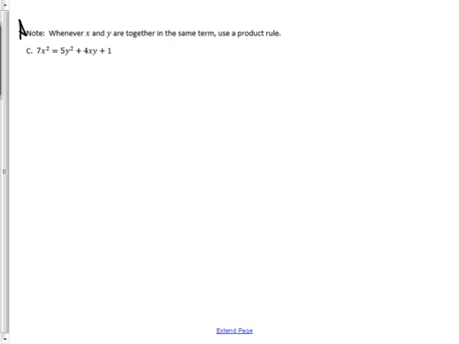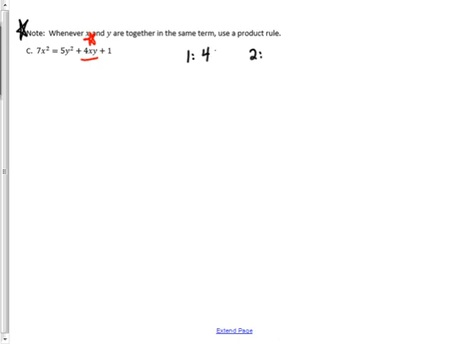All right, this note's super important. Whenever x and y are together in the same term, we have to use a product rule. So what you're going to be watching for is something like this term right here, this 4xy. Whenever I've got x and y together in the same term, I have to do a product rule. So depending on who you had for BCal 1, is how you set it up. But I make my students, we do a 1 and a 2.